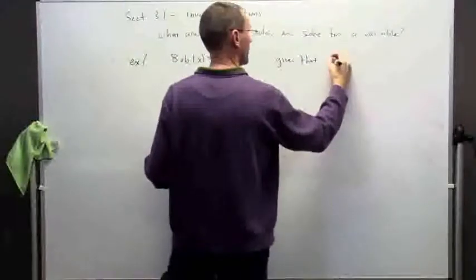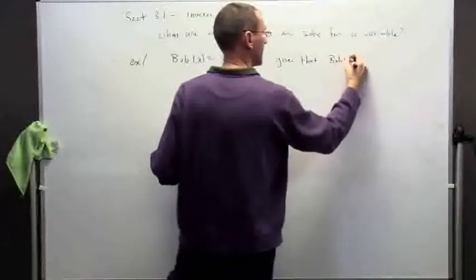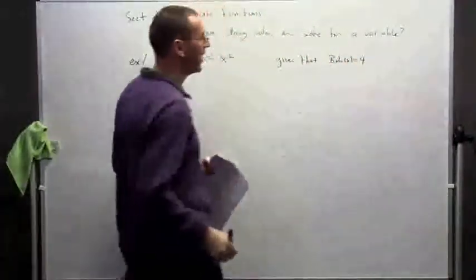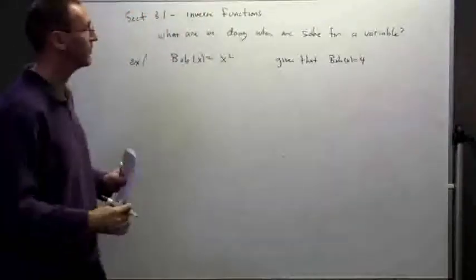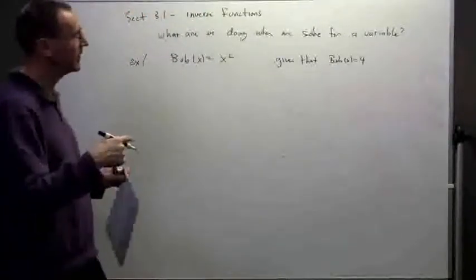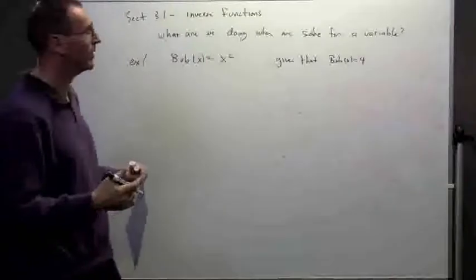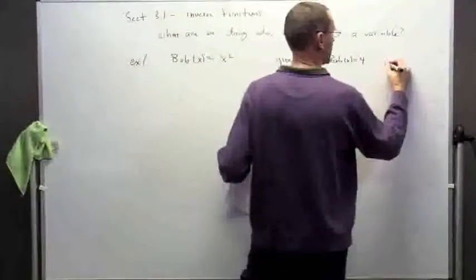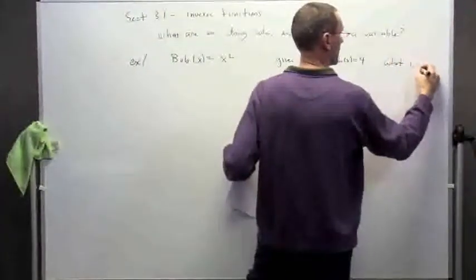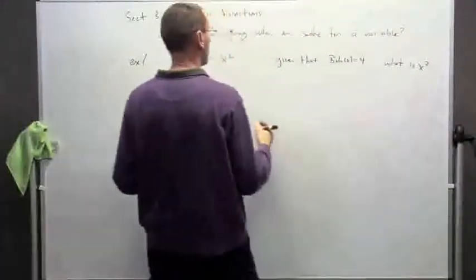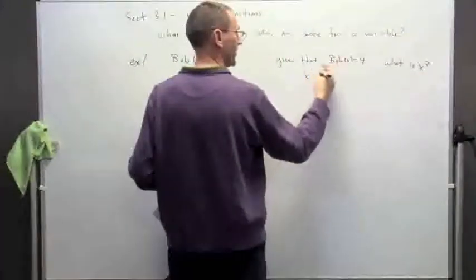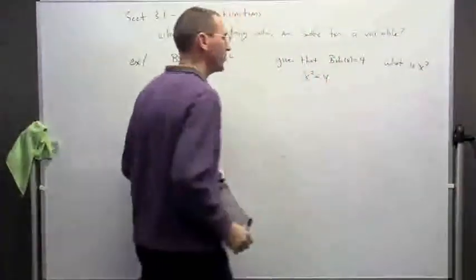Let's look at an example. Suppose I tell you the height of the graph of Bob at a given number x is 4. So when I plug x into Bob, I know I get out 4. What is x? Is the question. Okay, well, here's the thing. What does Bob say? Bob says, whatever number you give me, you square it.